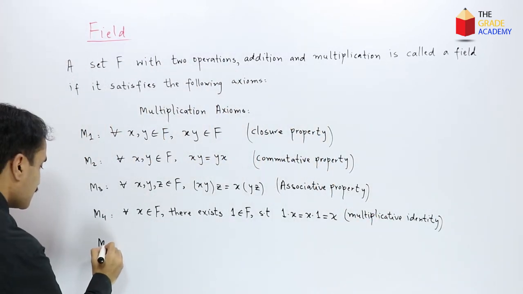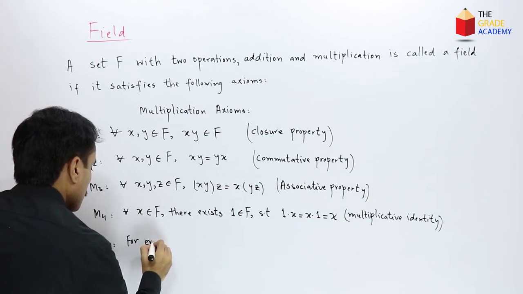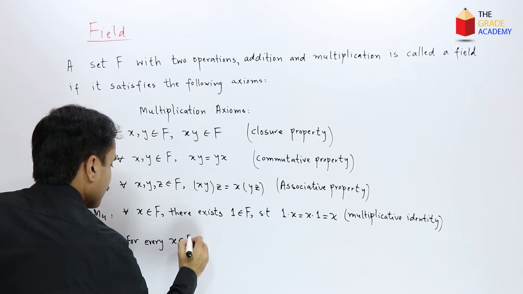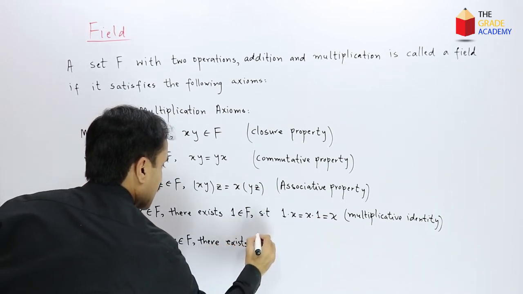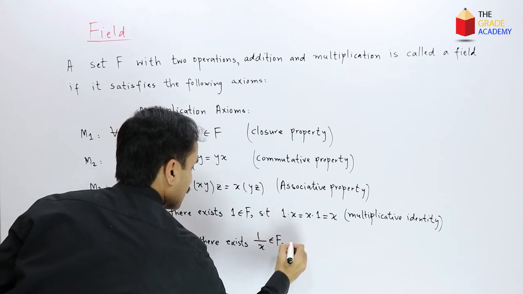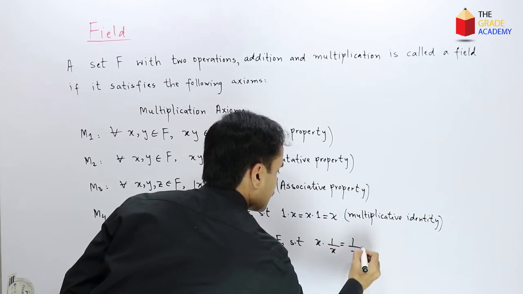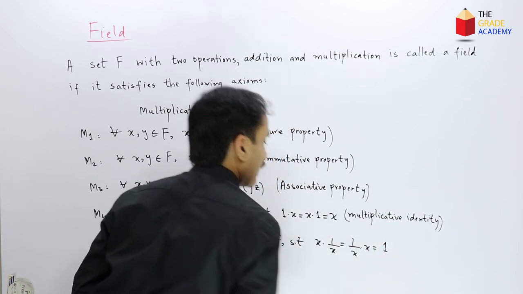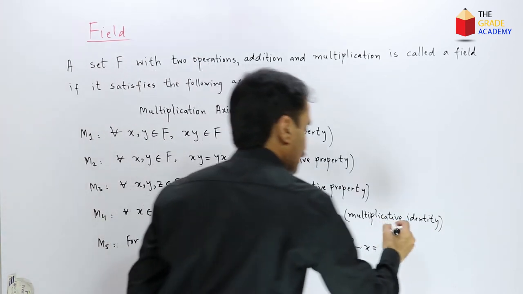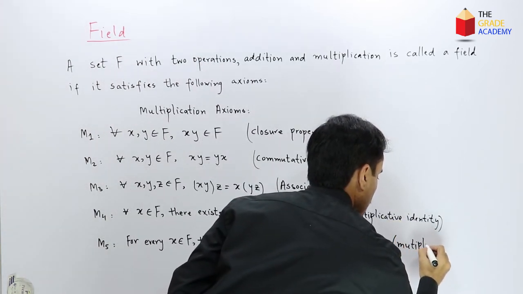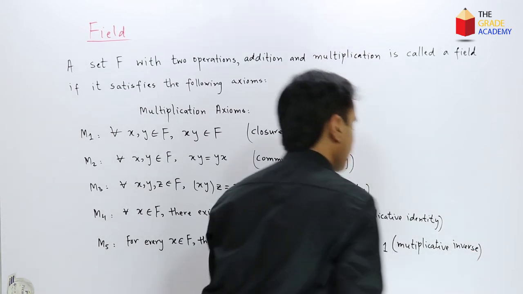And the last, or fifth, multiplication axiom is: for every x belonging to F, there exists an element 1 over x belonging to F such that x times 1 over x, or 1 over x times x, is equal to 1. So this is called the multiplicative inverse. So 1 over x is the multiplicative inverse of x. So this is the multiplicative inverse or reciprocal property.